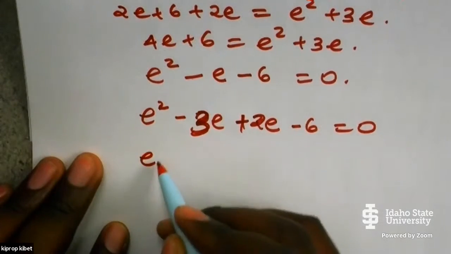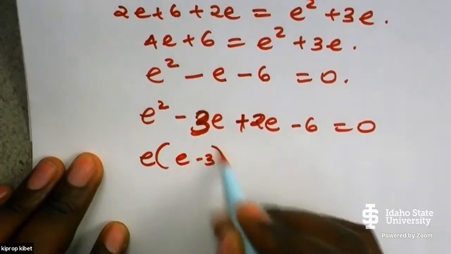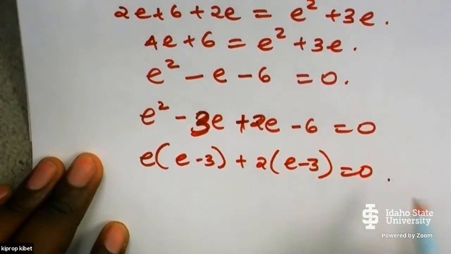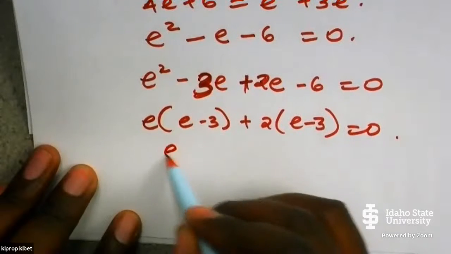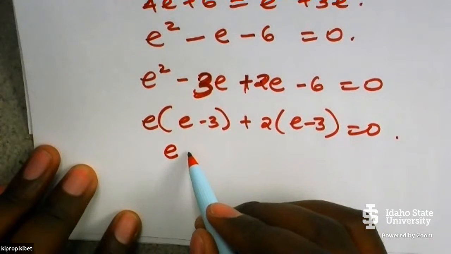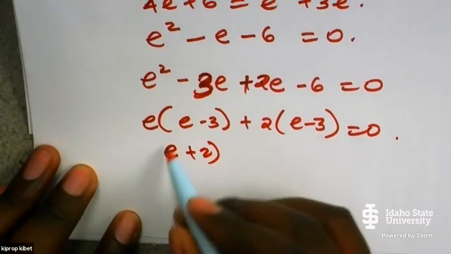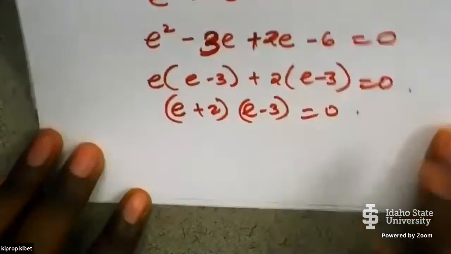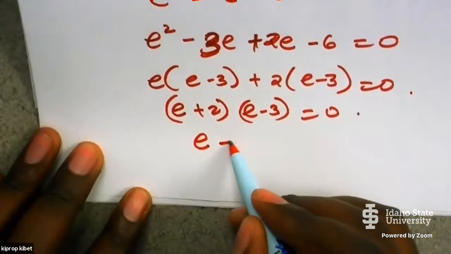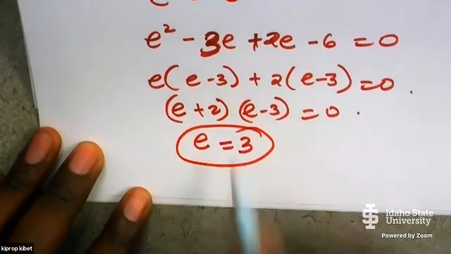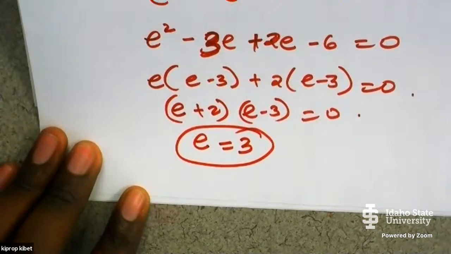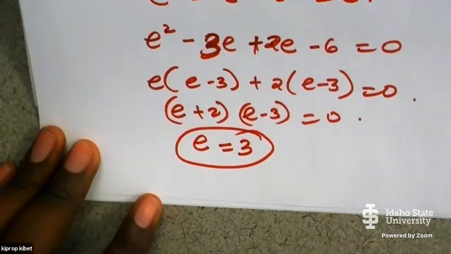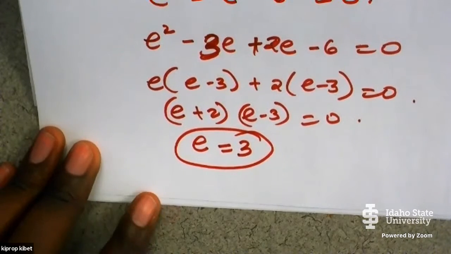So when we factor out e, e minus 3 and e plus 2 equals to 0. Using the zero product property, e minus 3 equals to 0. So we have e equals to what? 3. We don't take the negative, so we take the positive. So e equals to 3.